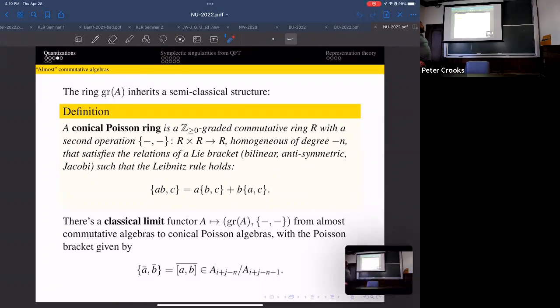It could be like a field. Oh, sure. Yes, you're right. I should have said that, but you can't see that slide, so you don't know I didn't put that. So yes, in general, it would be attracted into spec of the degree 0 part. So this is actually a functor from filtered almost commutative algebras to Poisson commutative algebras. And to have this Poisson bracket, you have to say what degree it's in, and that's why you need that.